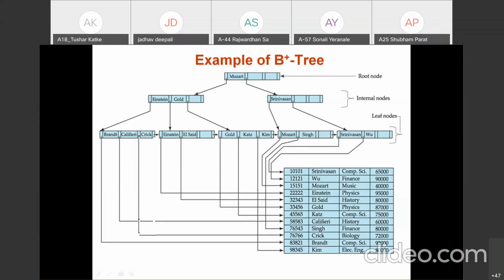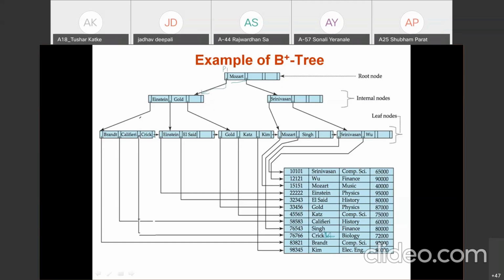So start from the root node. We are going to find out the record with Crick. Whether Crick is less than, greater than, or equal to Mozart: it is less than Mozart. C is alphabetically less than M. So here follow the left pointer, because this pointer P1 points to the records which are less than Mozart.